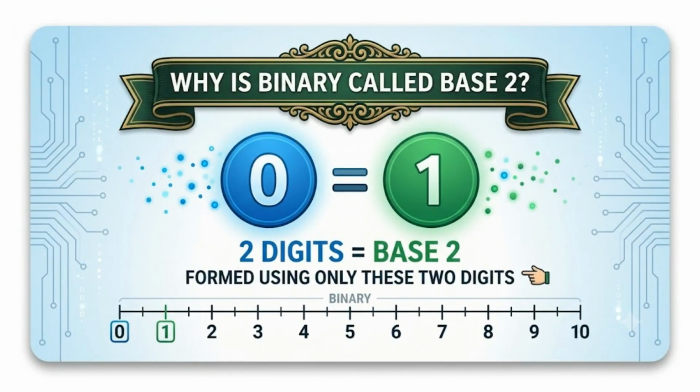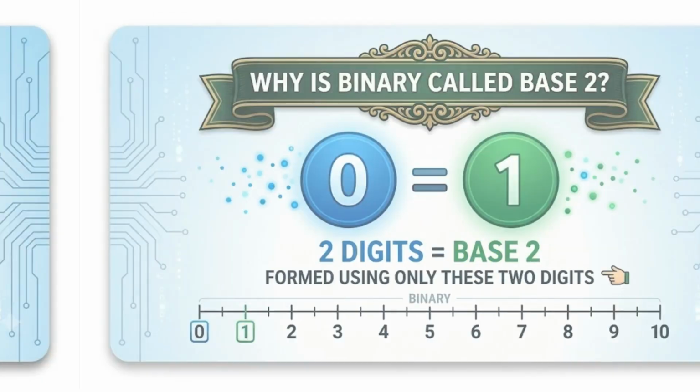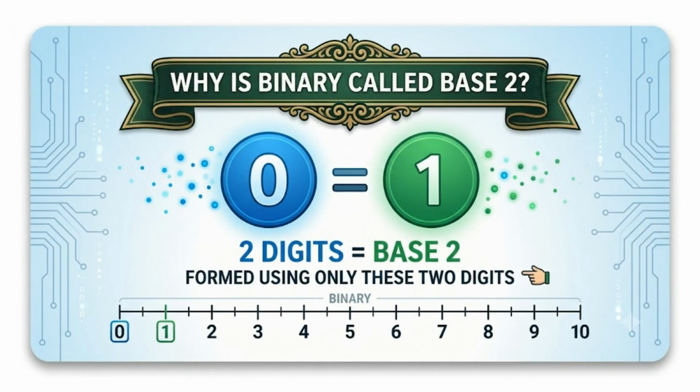Now that we know what binary is, let's understand why it is called base 2. The word base tells us how many different digits a number system uses. For example, the decimal number system uses 10 digits from 0 to 9. That is why decimal is called base 10. Binary is much simpler. It uses only 2 digits. Those digits are 0 and 1. Every binary number is created using only these 2 digits. Because there are only 2 possible digits, the binary number system is called base 2.